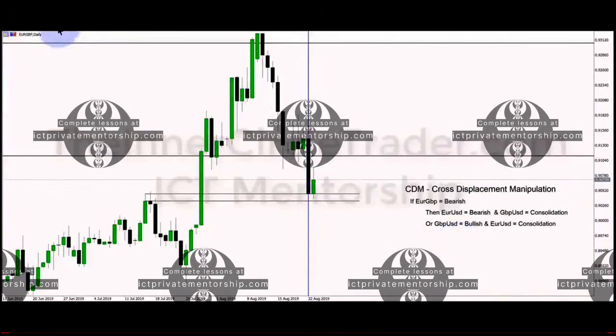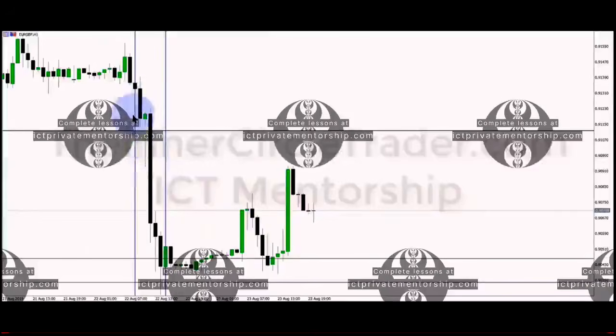I want to drop down into an hourly chart, and these two blue lines here, relative to the previous chart and the information I was providing you. If we're looking for euro pound to drop, that means we're going to be expecting euro dollar to be in consolidation and cable to rally, or euro dollar to drop and pound versus the dollar to be held in consolidation.